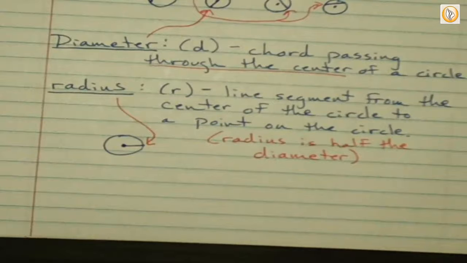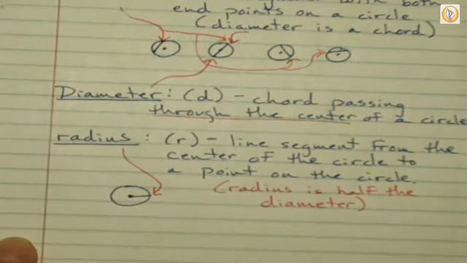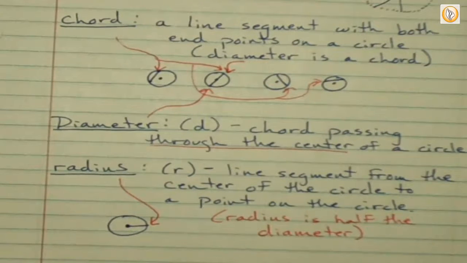You absolutely need to know all of these different things. You need to know what a chord is. You need to know what a diameter is. You need to know what a radius is. Okay? You need to know those.